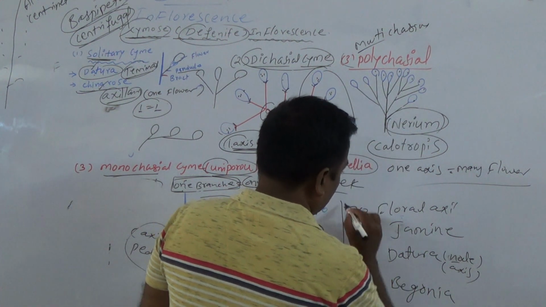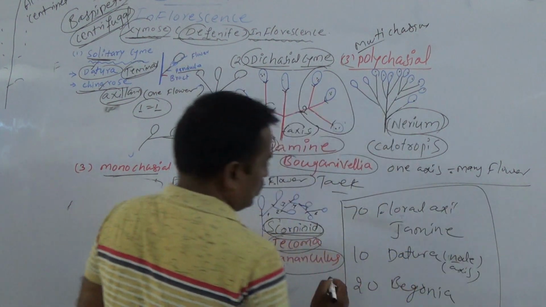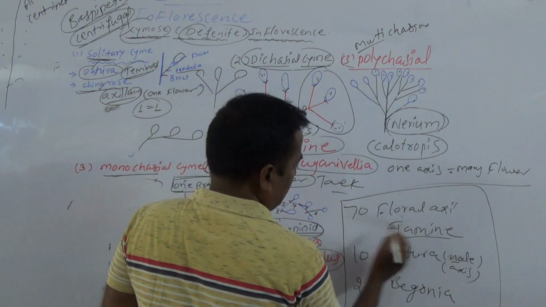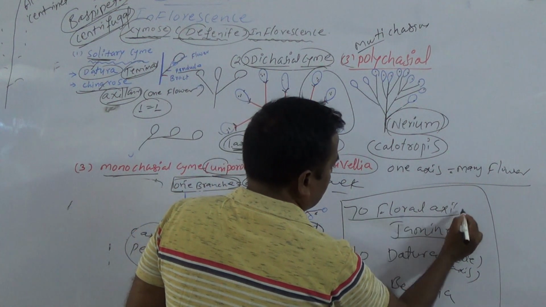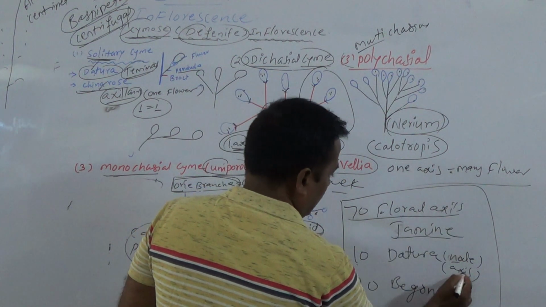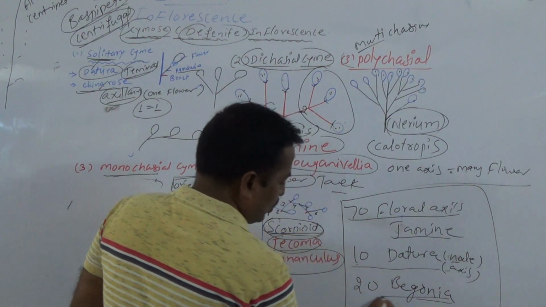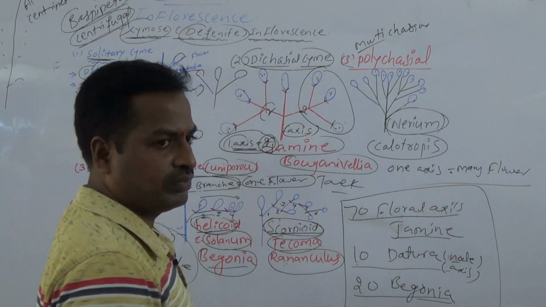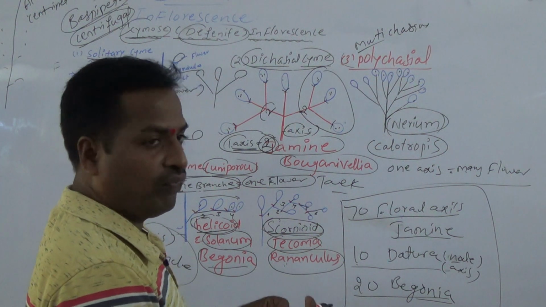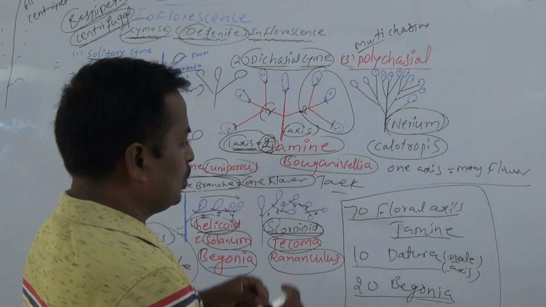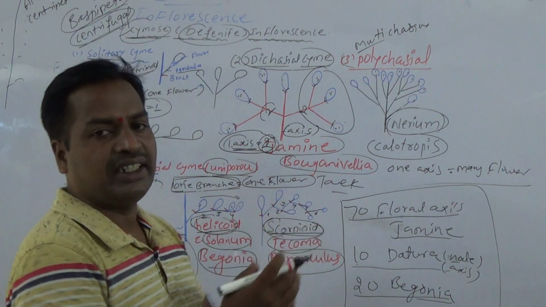So, a question. In jasmine there are 70 floral axes present. In datura, 10 floral axes are present. In begonia, 20 floral axes are present. Based on the number of flowers, arrange those plants in ascending and descending order.